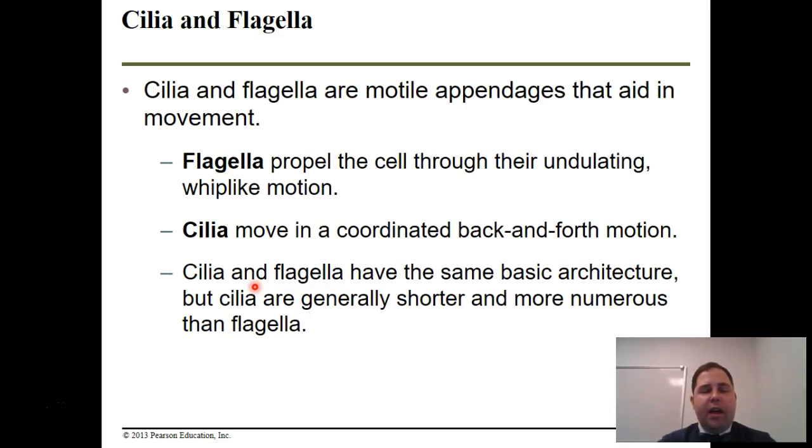They are pretty much identical structures. Flagella tend to be longer and there are fewer per cell. Think of a sperm cell. Cilia are more numerous and slightly shorter. Think about on the inside of your lungs, there are little cilia that help move all of the mucus out of your body. They have the same basic architecture and do the same things.